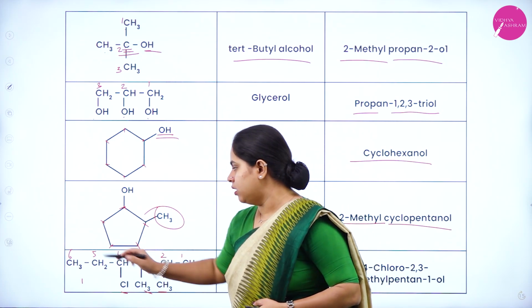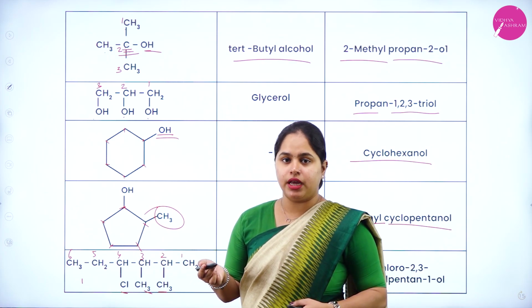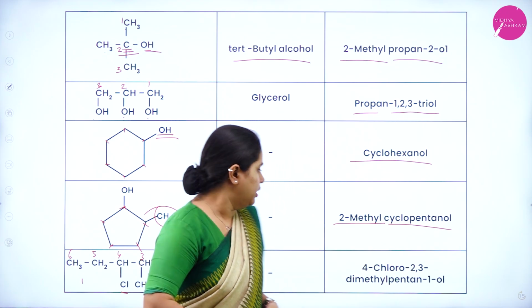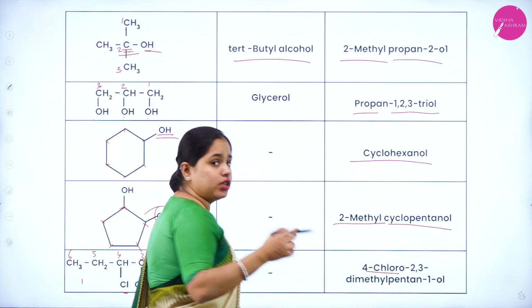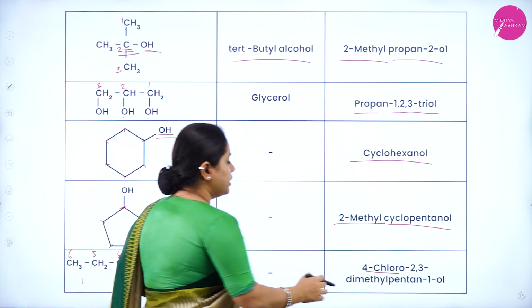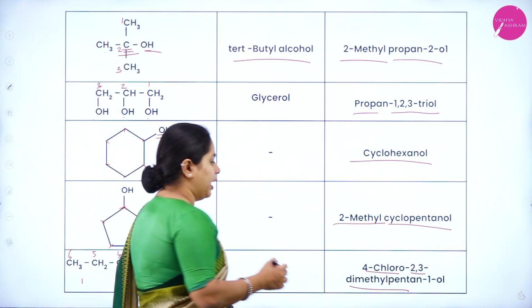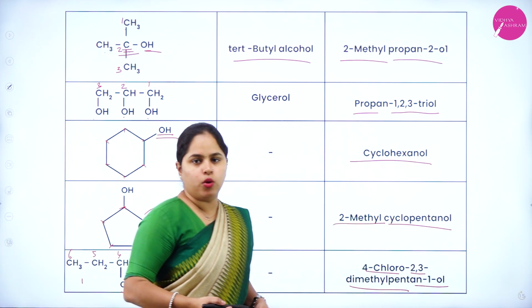And then what is the alkane? It is 6 carbon atoms, so it is hexane, right? And instead of E, you will write ol. That's it. So you have 4-chloro first because it comes first in the alphabetical order. Then 2, 3-dimethyl. That dimethyl is also very important. And then hexan-1-ol. So I hope it is clear.